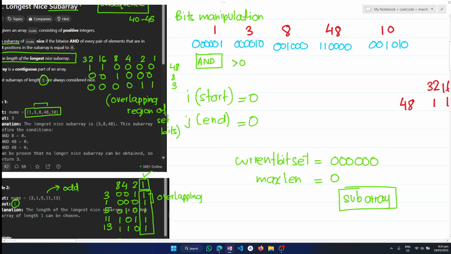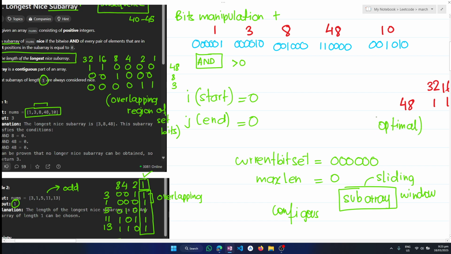Whenever we are talking about a subarray, a contiguous piece of an array, which technique comes to our mind? The very first technique which comes to our mind is sliding window. So let's see if we can somehow combine bit manipulation and sliding window and come up with an optimal approach to solve this.